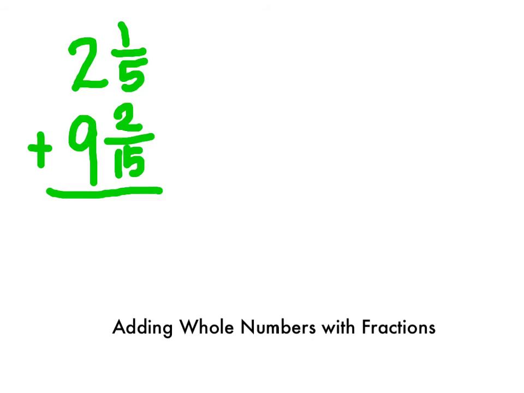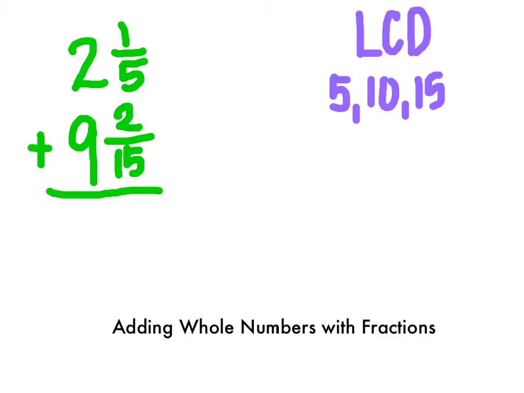For this one, I have 2 1/5 plus 9 2/15. I can see that the denominators are not the same. I need to find the LCD in order to make them the same, the least common denominator. I start by listing the multiples of 5: 5, 10, 15. I'm going to stop there because I know when I list the multiples of 15, I start with 15, and 15 is what they have in common. So my denominator is now going to change to 15.